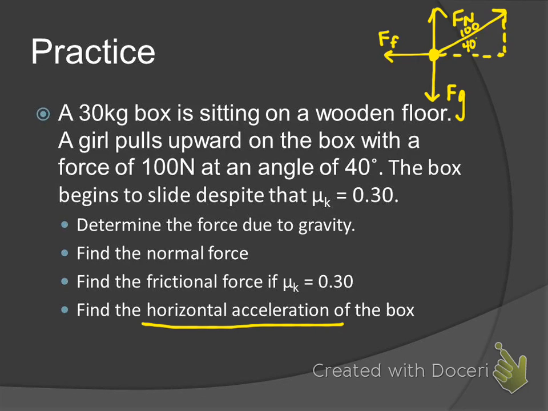So we're still going to walk through all of our steps here. Force due to gravity, or F sub g, we're going to find the normal force, frictional force, and our overall goal is to find the horizontal acceleration. So to find our normal force, what's one thing that we need to do? What's the first thing that we should do with this force at an angle? Yeah, we have to break it down into components. So we're going to find F applied y and F applied x.